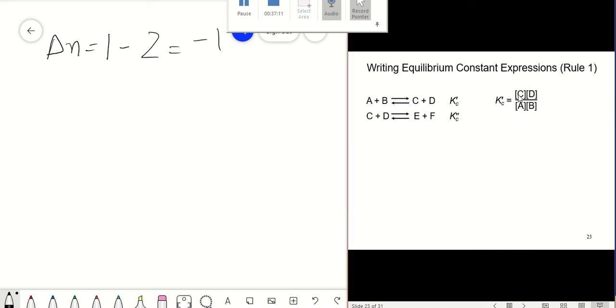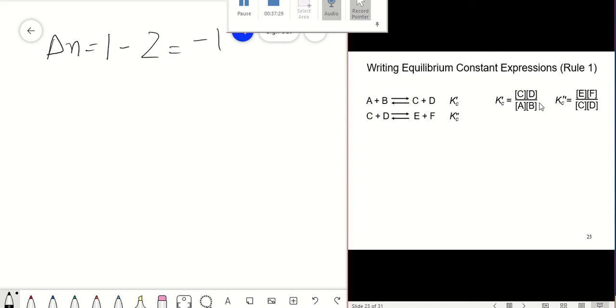It's going to be products. Again, concentration of C to the power 1, concentration of D to the power 1, divided by concentration of A to the power 1 times concentration of B to the power 1. Easy? All right. Now, can we write down the expression for Kc2 prime?